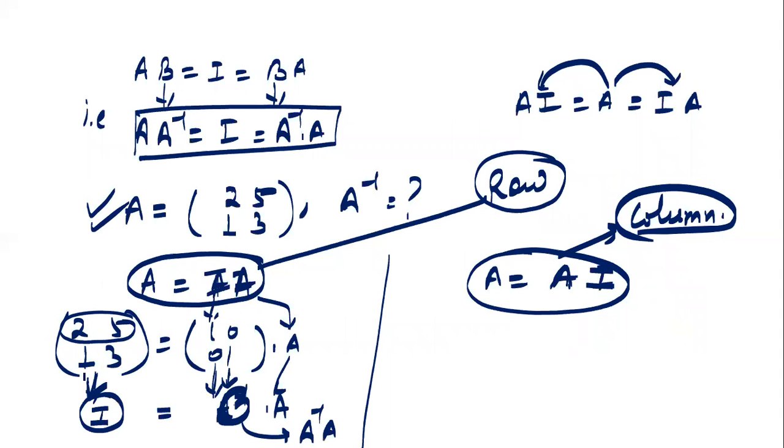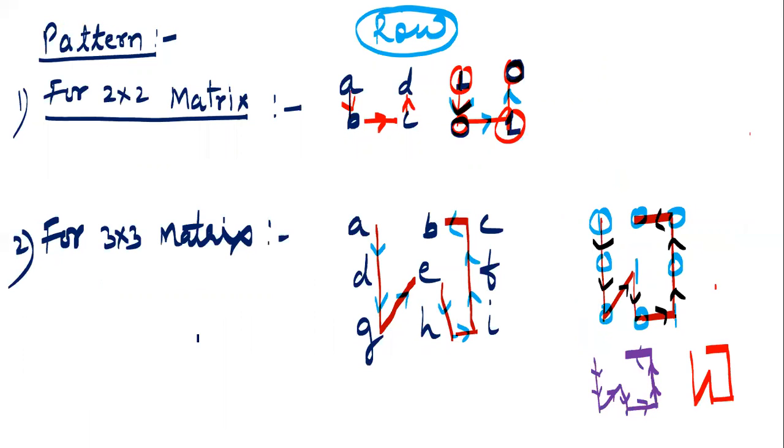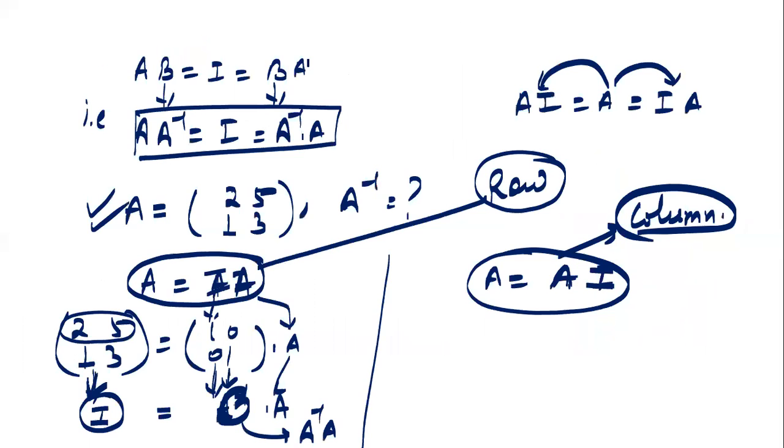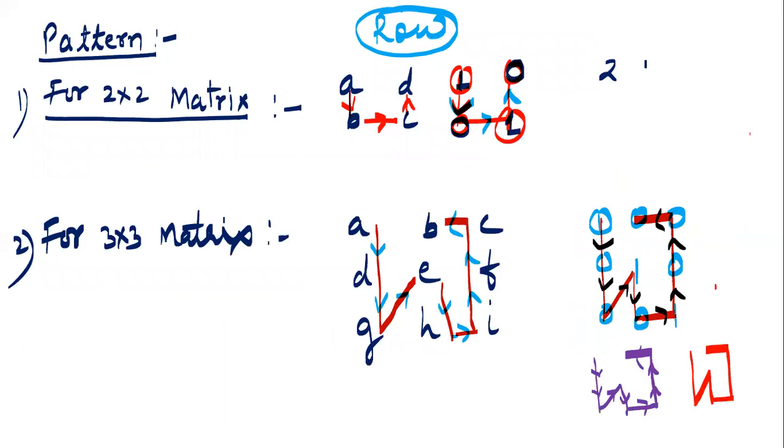As I told you, we have to make it identity matrix. And by also doing the changes to the identity matrix, it magically turns into the inverse. Elementary row or column transformations are simple things like adding rows or columns, multiplying and swapping. Let's see the pattern. What would be the pattern for a 2x2 matrix? For example, I have taken 2, 5, 1, 3. I want to find out its inverse.